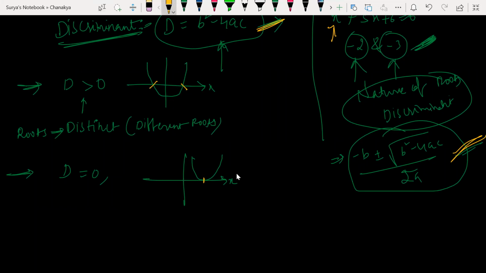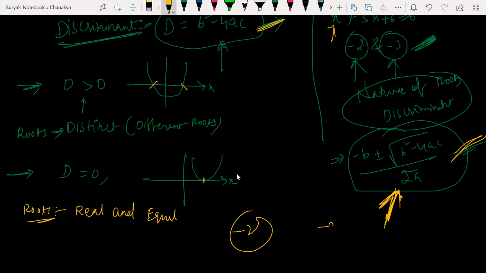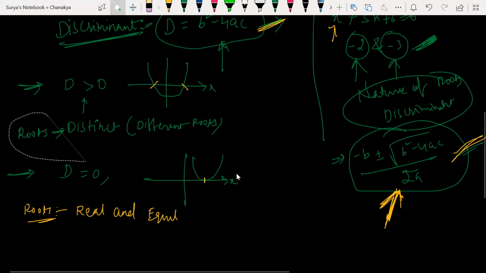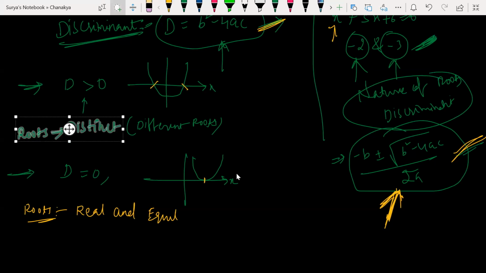So what kind of roots will we get here? अगर मेरा डिस्क्रिमिनेंट 0 है, रूट्स क्या होगा? रियल होगा. रियल नंबर रूट होगा एंड इक्वल होगा. दोनों बराबर. In both the cases, plus and minus, my roots should be real and equal. If I'm getting -2 here, here also I'm getting -2. These are real numbers and equal. So when the discriminant is equal to 0, roots will be real and equal.